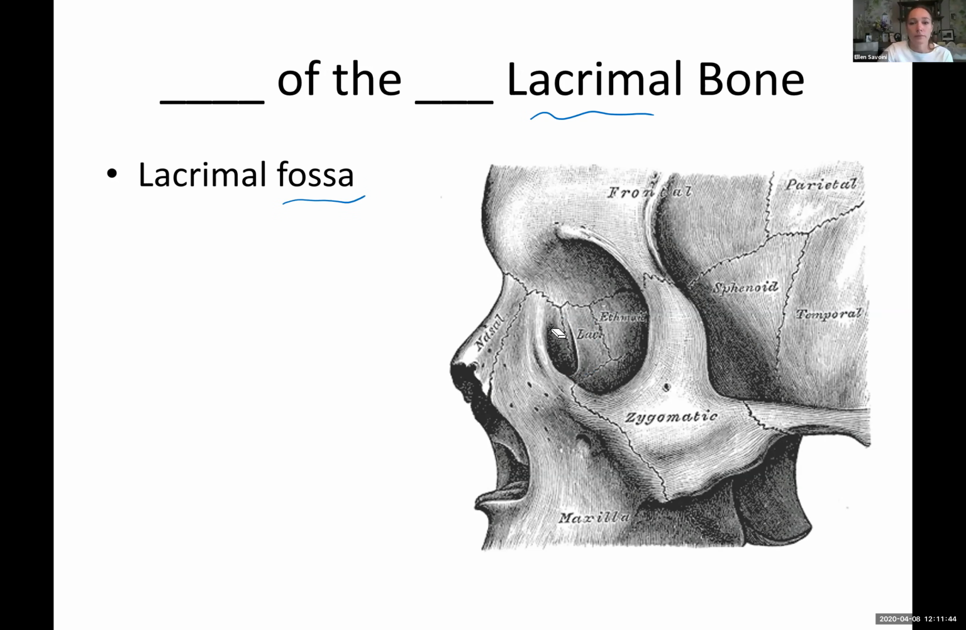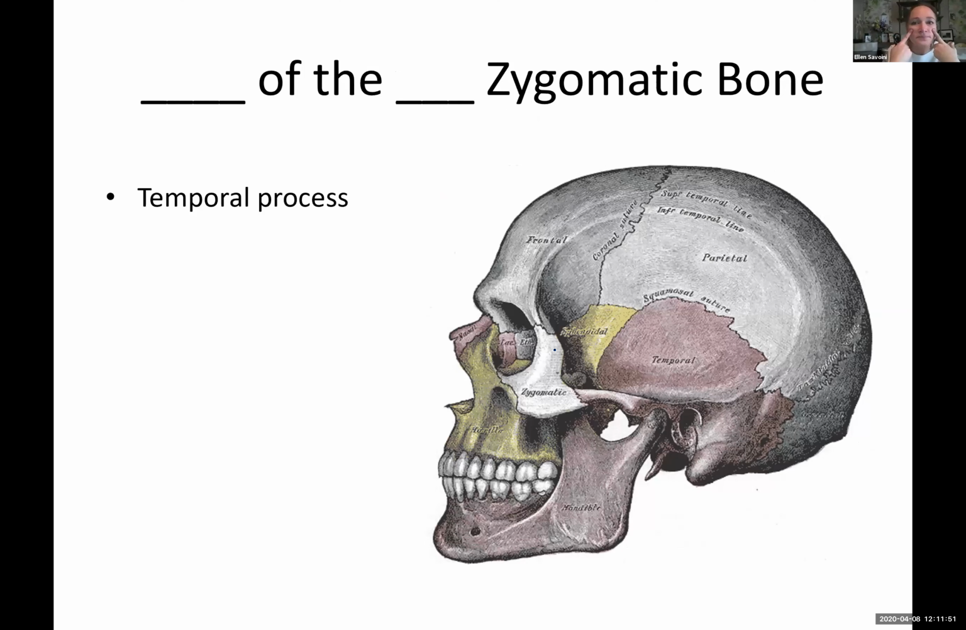Okay. The zygomatic bone is your cheekbone, the apple part of your cheeks. There's just one feature. Remember, we talked about the temporal bone with the zygomatic process. Well, this part sticking back towards the temporal bone is the temporal process of, in this case, the left zygomatic bone in this particular picture.